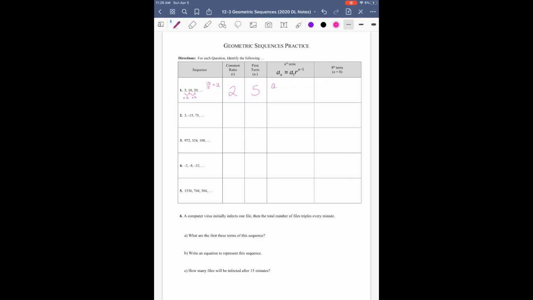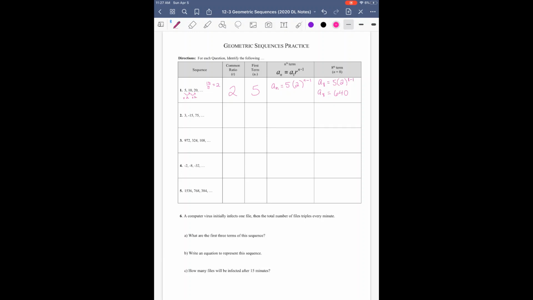Our nth term, we're going to substitute in those values I have. So a sub n is equal to our first term of 5 times the common ratio of 2 to the n minus 1. And to get my 8th term, I'm going to substitute in n equals 8. So a sub 8 is equal to 5 times 2 to the 8 minus 1. So a sub 8 is equal to 640.